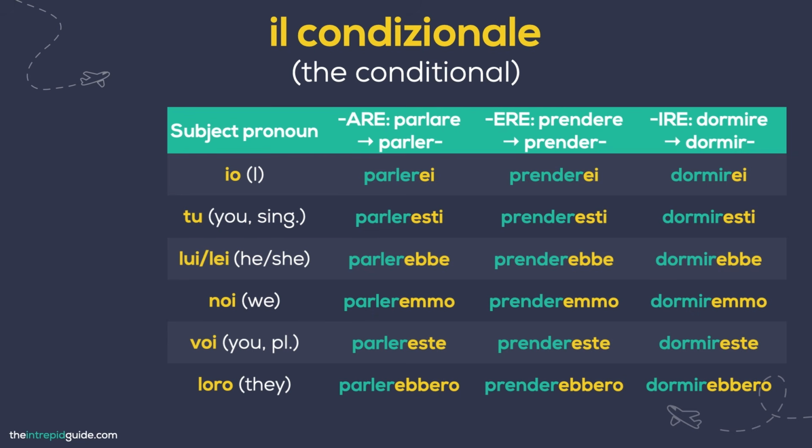So pattern shortcut number 5 is, in the conditional, the future stems get a new set of endings, which are the same across all 3 families. Io always ends in ei, tu ends in esti, lui, lei ends in ebbe. Noi ends in emmo. Remember that mo sound back from iamo? Well, it's back. And then voi ends in este, and that te sound is still there. Loro ends in ebbero. And notice that lui, lei ending, ebbe, is hiding right inside it. You just add ro and you've got the loro form.